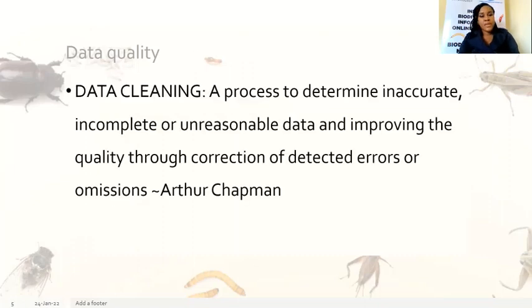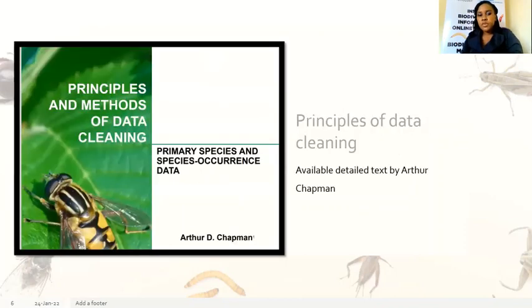Data cleaning was defined by Arthur Chapman as a process of determining inaccurate, incomplete, or unreasonable data, and improving on that quality through the correction of detected errors and omissions. So basically, in data sets, you can have errors that are there, maybe due to the process or whatever. And you can have omissions as well, where data is left out, but it's available. So when you start going through that data set and correcting those, what you're doing is called data cleaning. I've also provided in this course the link to this publication that gives more context and more detail on the principles of data cleaning.